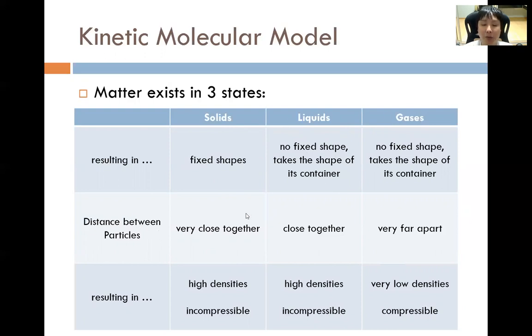The distance between the particles for the solid is very close together, whereas for the liquid it is slightly further spaced, and for the gas it is very far apart. As a result of the distance between the particles, solids have high densities because the particles are very closely spaced, and they are not compressible because you cannot make the particles move away from their lattice positions. For the liquid state, it also has high density and the particles cannot be compressed. For the gaseous state, however, since the particles are very, very far apart, the forces of attraction between the particles are negligible. Hence, it's possible to compress the gaseous state. And since the particles are very far apart, gases also have very low densities.